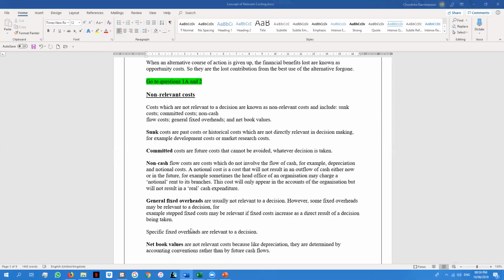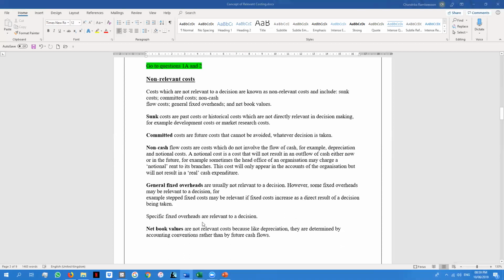This is why I told you specific fixed overheads are relevant. We used an example of that. We spoke about that in the past. Net book values are not relevant because, like depreciation, they are determined by accounting conventions rather than by future cash flows. This is the one where I told you the financial accountant may have issues.